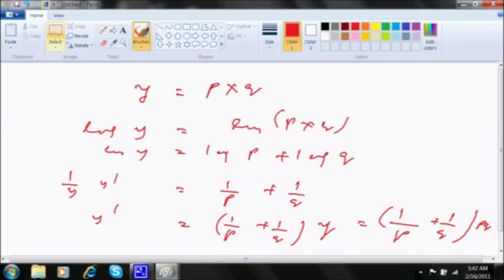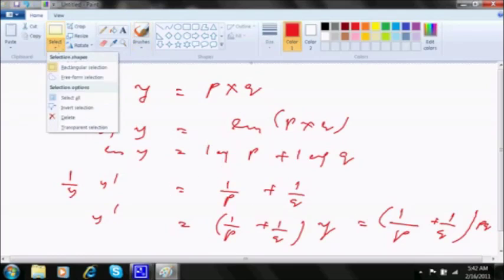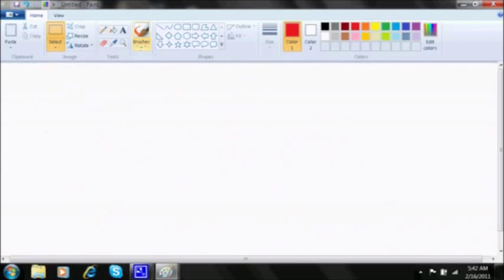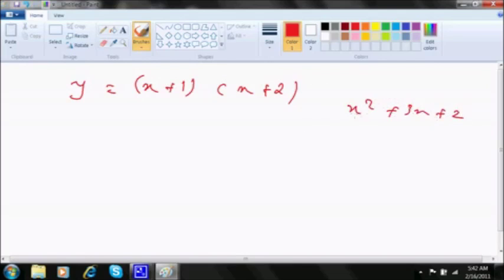So I repeat, let me just solve a problem. You can better understand this. If I have y equals x plus 1 into x plus 2, there are three ways of solving this. One is I can just simplify this as x square plus 2x plus x, it will come to be x square plus 3x plus 2. This I can take as the question, and I can get dy by dx as 2x plus 3 plus 0. Else I'll take this as p, this as q.